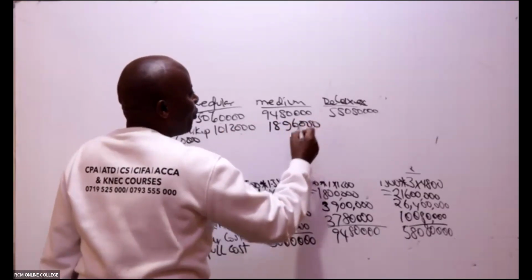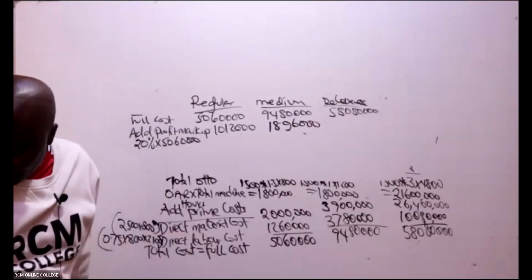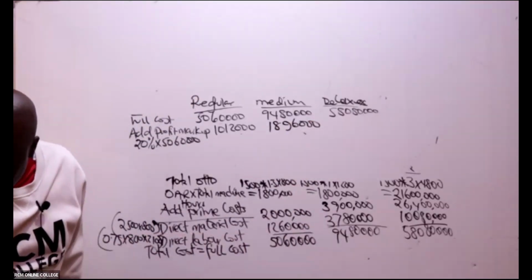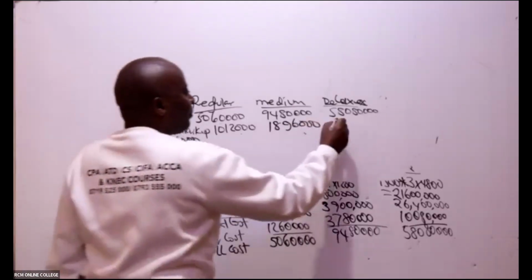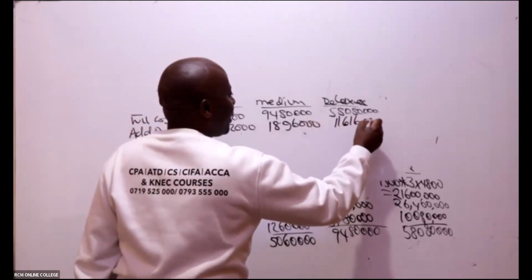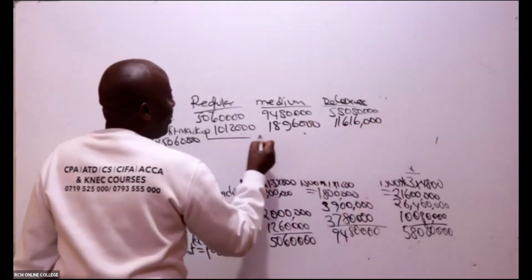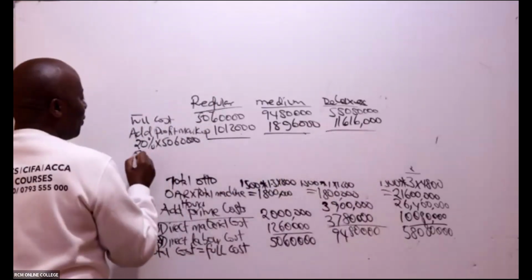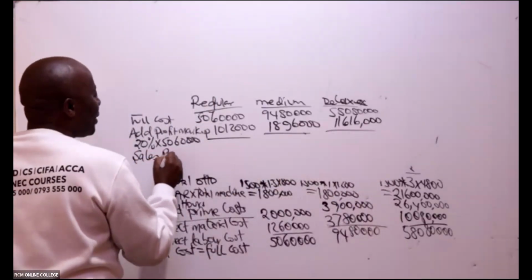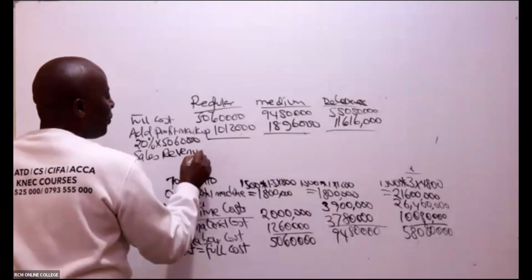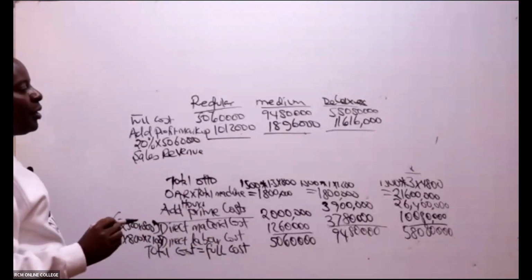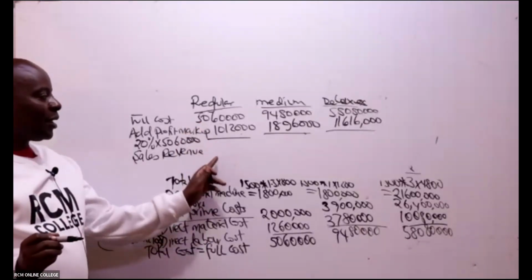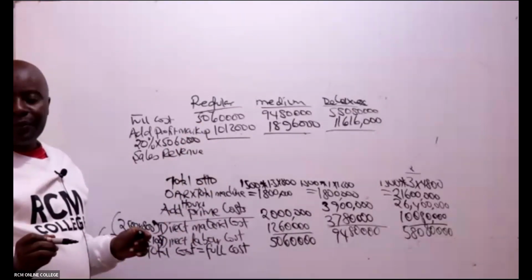96,000. And then for deluxe, what do we have there for deluxe? 11,616. 11,616,000 like that. And then I will be able to come and add, and whatever you will get, it's called sales revenue. Whatever you get is called sales revenue. So you come and add, give us sales revenue.